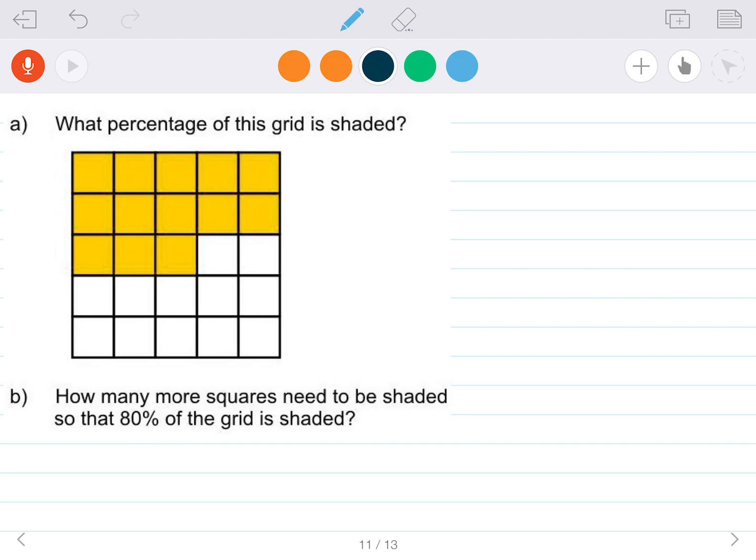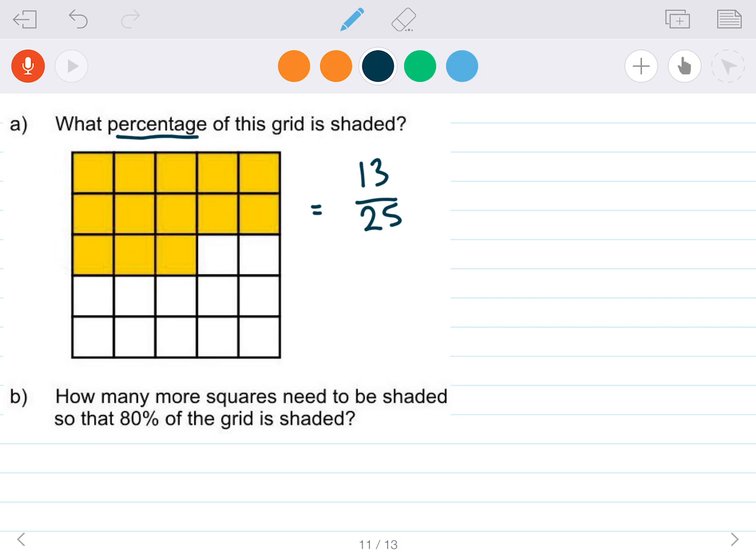Now, what percentage? We want per 100, but our grid, if we count it, only has 25 squares. So 5 by 5 is 25. The first thing I want to do is write this as a fraction. Since there's 25 total pieces and there's 10, 11, 12, 13 pieces shaded, this as a fraction is represented by 13 out of 25. Now I want to reframe this as a percent.